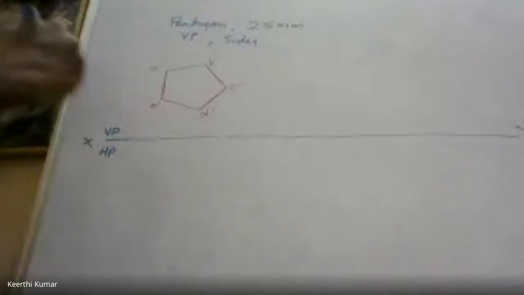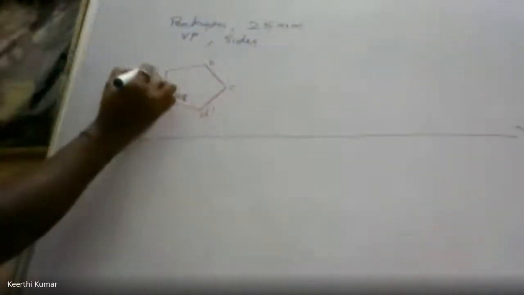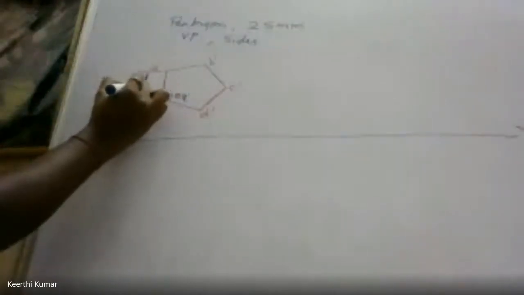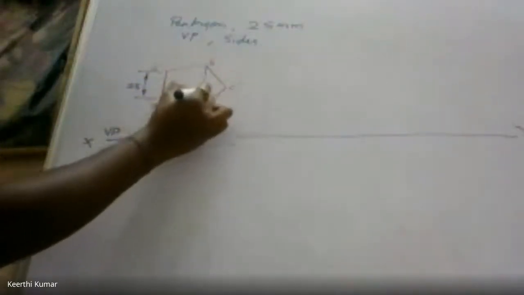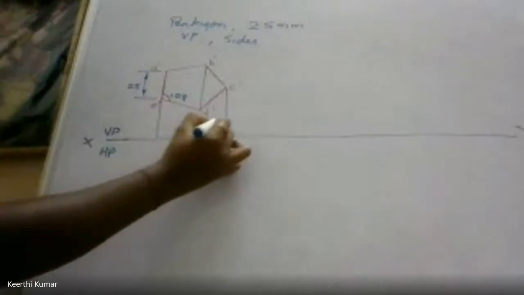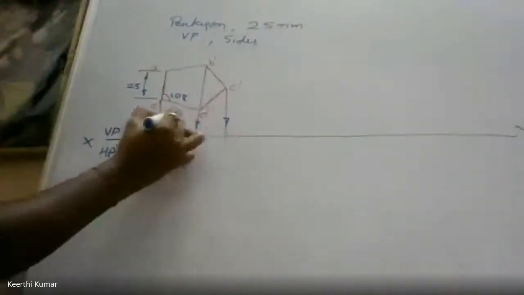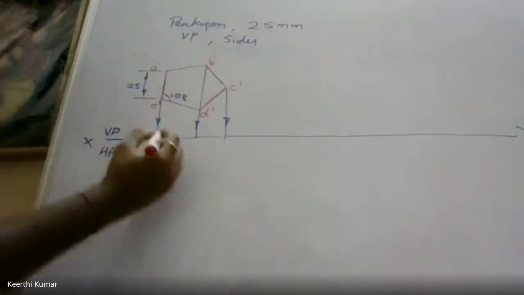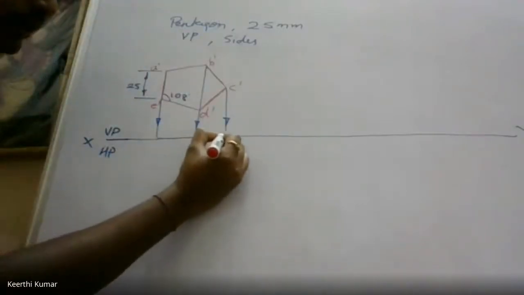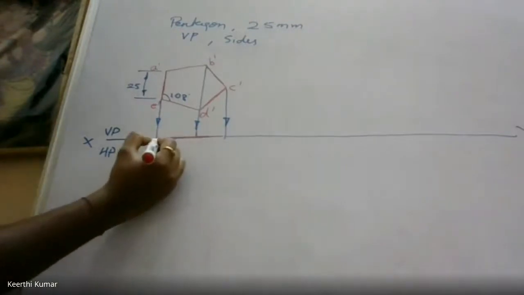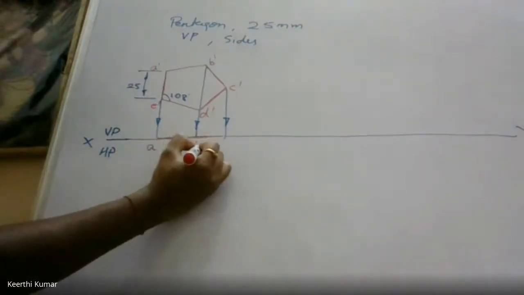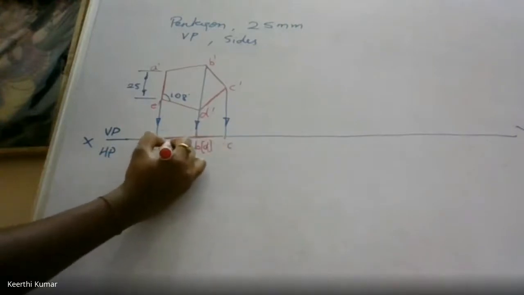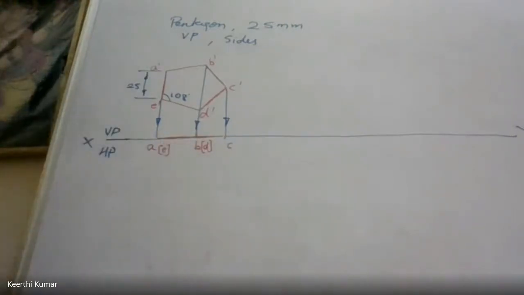Now show the angle once, 108 degree, and show the dimension for any one line, 25. Take the projection line. Don't forget to show the arrow marks. Then how will it look? This lamina, if I see from the top, will look like a horizontal line, like a plate. So I just draw a line. This is A, B, C, and D is here, E is here. I hope you can do this.